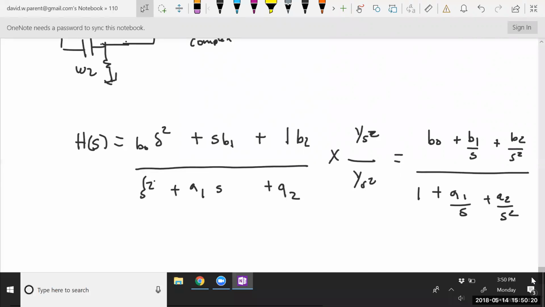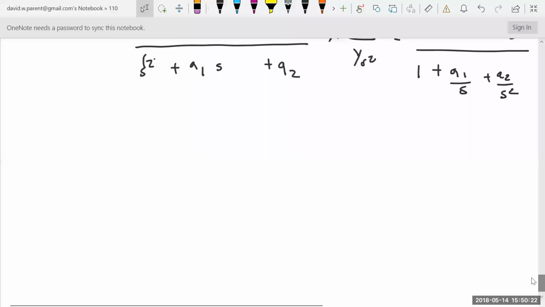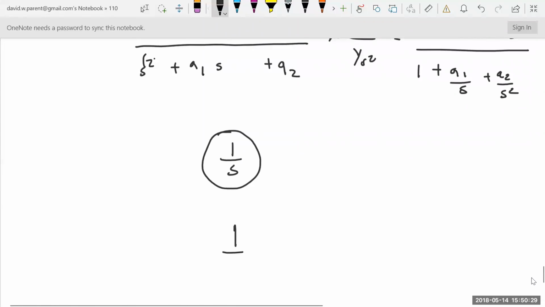Okay. The whole point of DF2 is to share the integrators.